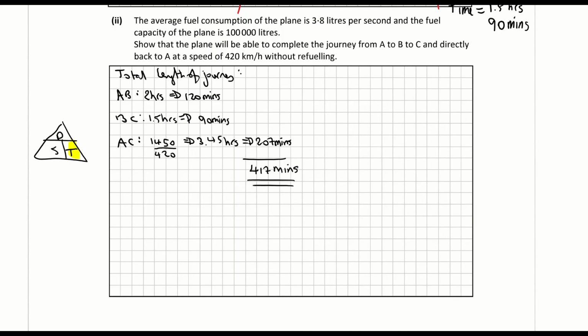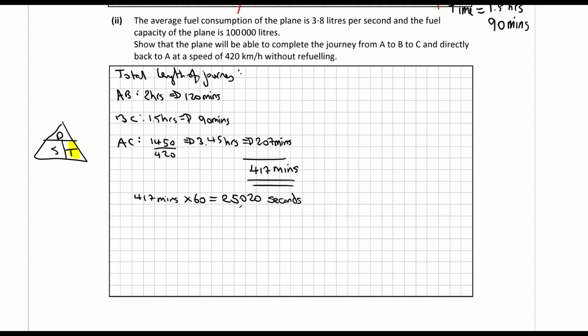The question says, though, that the plane uses 3.8 litres per second. So I need to turn that 417 minutes into seconds. I'm multiplying by 60 because we know there are 60 seconds in a minute, which is 25,020 seconds. Now your answer might be slightly different, given that I rounded the time taken from A to C to be 3.54.